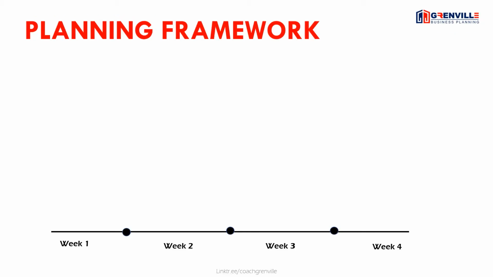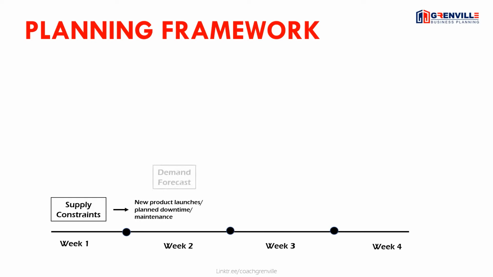The monthly cycle of a supply planning works something like this. In the first week, the supply planners collect what are the constraints that we have with the supply. Do we have any new product launches? Do we have planned downtime? Do we have maintenance? So all these factors are captured to ensure that we know of any planned uncertainty that is going to happen during the month.